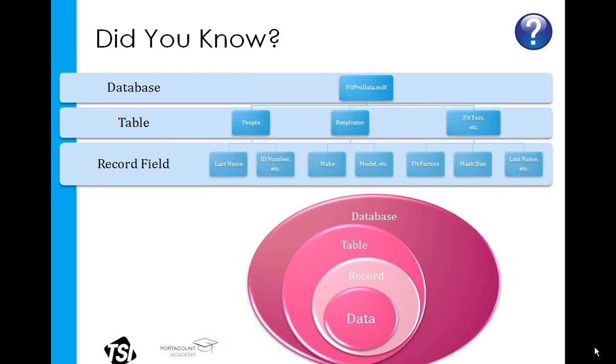Again, for example, if you wanted just respirator information, you would find that under the respirator table. Under the fit test table, you would find the person's information along with the mask that they were fit tested in and the results of those fit test records. So it's all of them put together.